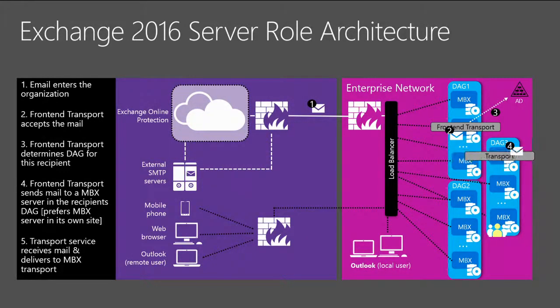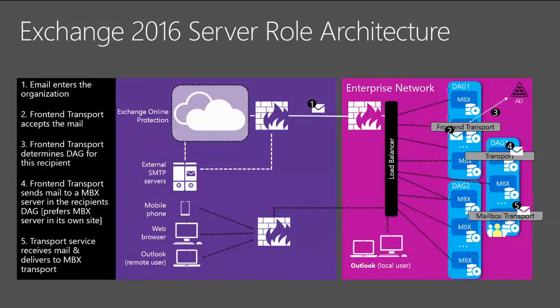So it sends that mail to that transport server. That's where all the processing takes place, the categorization, and so on. And the transport service now finds out, when it does the resolution, that this mailbox resides on this particular mailbox server in that DAG.